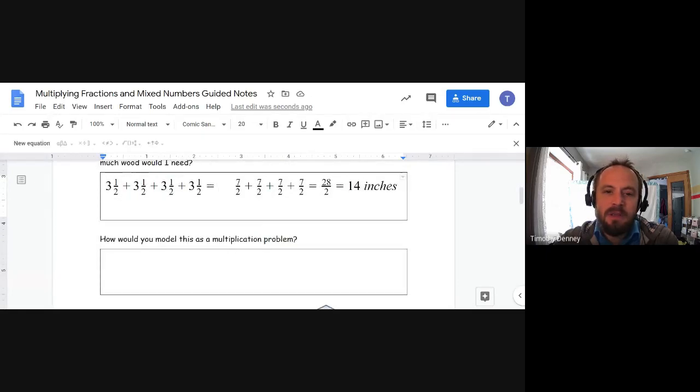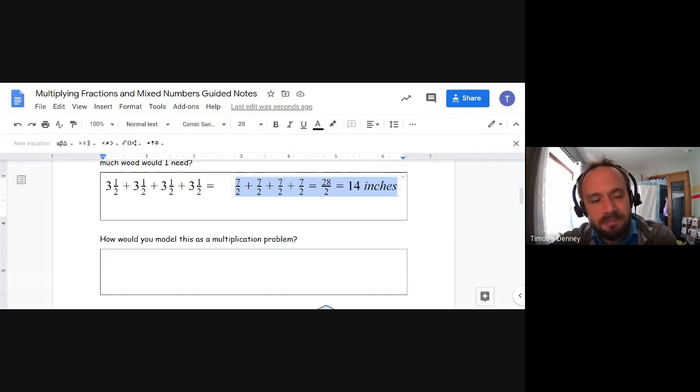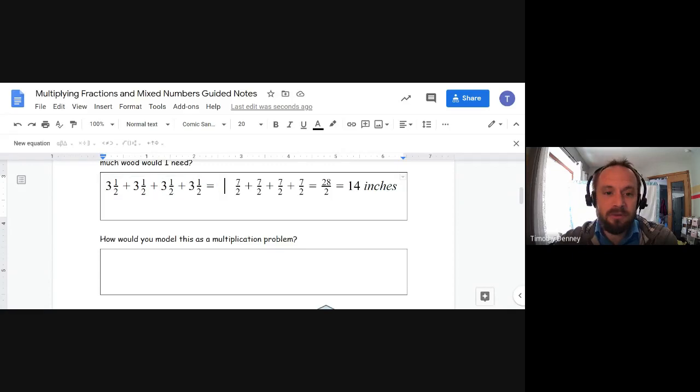All right, now, how do I model this as a multiplication problem? Well, this is the way math would probably tell you how to do it. However, in the field, this is kind of cumbersome. When you're out on the job, working with improper fractions is just a little bit harder to hold in your head, perhaps. I would rather solve this addition problem in a slightly different way, and I'm going to show you how to do that right now.